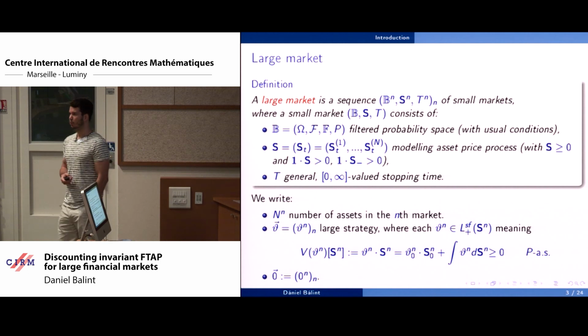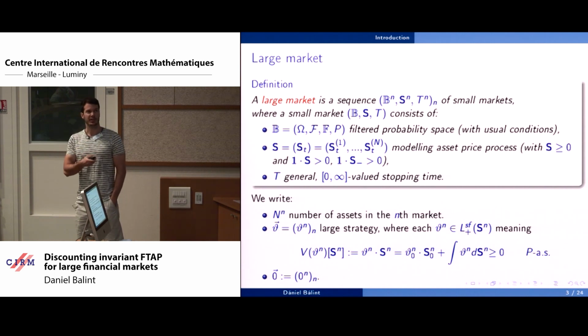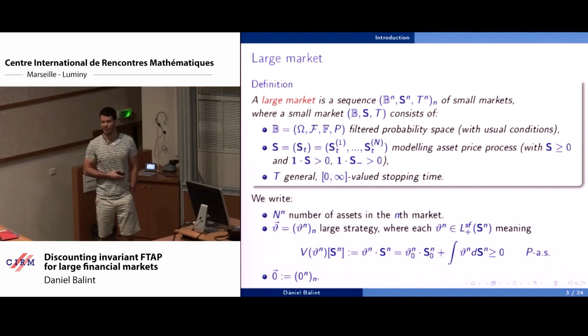Okay, so what does a large financial market mean? Most of you are probably familiar with it. Briefly recall, it's quite simple. We just take a sequence of small markets, by which we mean a small market consists of a stochastic basis with usual conditions, then a modeling asset price process S, where we impose positivity or non-negativity and non-degeneracy conditions, by which we mean that the whole market capitalization shouldn't jump to zero and shouldn't converge to zero at any finite time horizon. So this is a really minimal assumption. And of course a time horizon, which we can take as a general stopping time. It can be in particular also infinity.